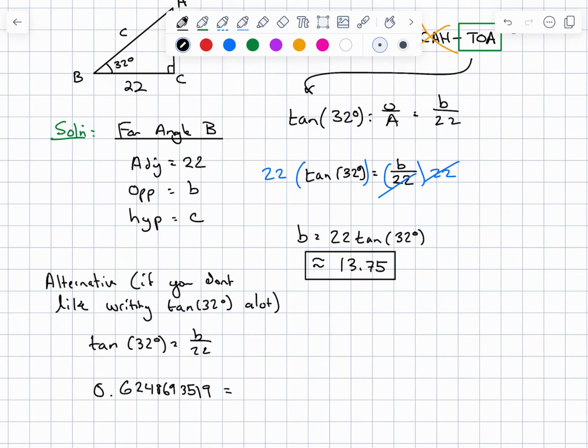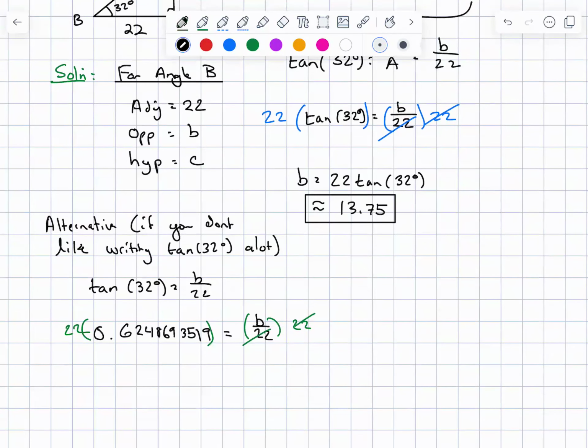But if you want to do it this method, then you've got it, and now it looks a little bit more relatable because it's just a number equals b over 22, but you still solve it the same way. You'd multiply both sides by 22, and you'd get the same thing. You'd get b is equal to 13.75. So it's just your prerogative. It's whichever one you want to do. I like using the tangent of 32 because I think it gives us a little bit better understanding of our number sense, and realizing the tangent of 32 degrees is just a number, which can help you later on in your mathematical career. But if you're not vibing with that, you can definitely write it as a decimal approximation.